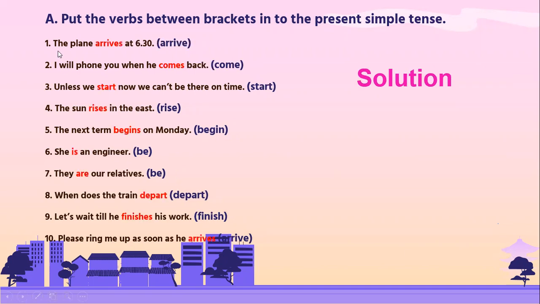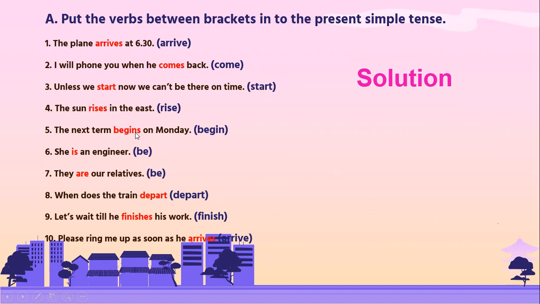So here are the answers. The plane arrives at 6:30. I will phone you when he comes. Unless we start now, we can't be there on time. Start didn't change because it's we, plural. The sun, singular, rises in the east. The next term begins, because also the term, not terms, the next term, singular, begins.